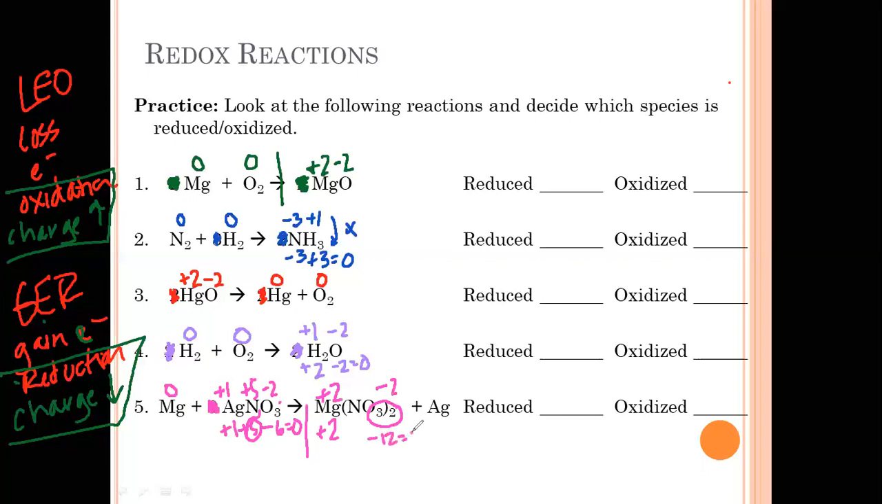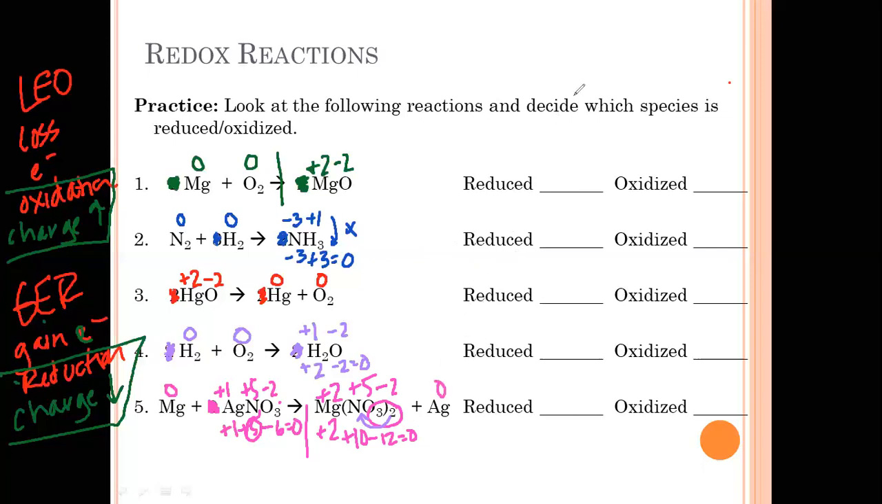And now to get me to 0, I have +2 and -12, so this has to be +10. You should notice that the 2 outside the parentheses needs to be distributed inside as well. So I'm going to do 10 divided by 2, and I'm going to get a +5 up here. And then silver is 0 because it's by itself.